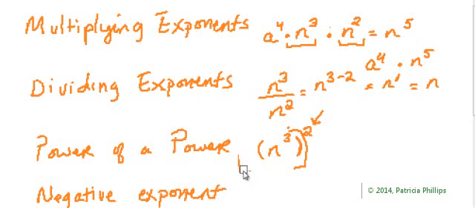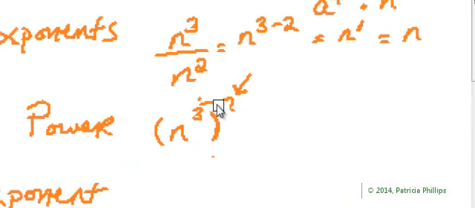In our original problem here, of n to the power of 3 all raised to the power of 2, you will multiply the power times the power that it's raised to. So the final answer here would be n to the power of 6.